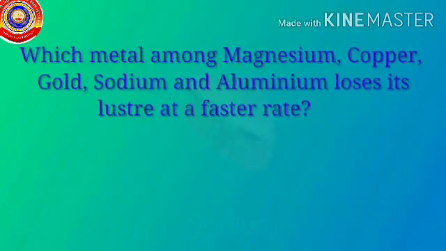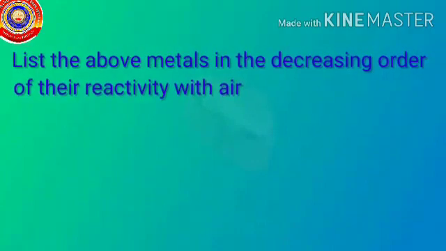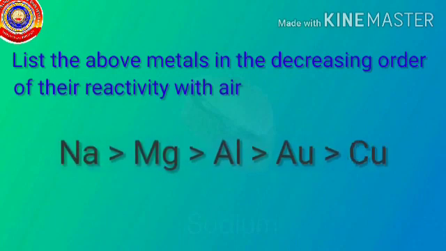Now tell me, which metal among magnesium, copper, gold, sodium and aluminium loses its luster at a faster rate? Sodium, right? Now can you list the above metals in the decreasing order of their reactivity with air? It follows the order sodium greater than magnesium greater than aluminium greater than gold greater than copper.